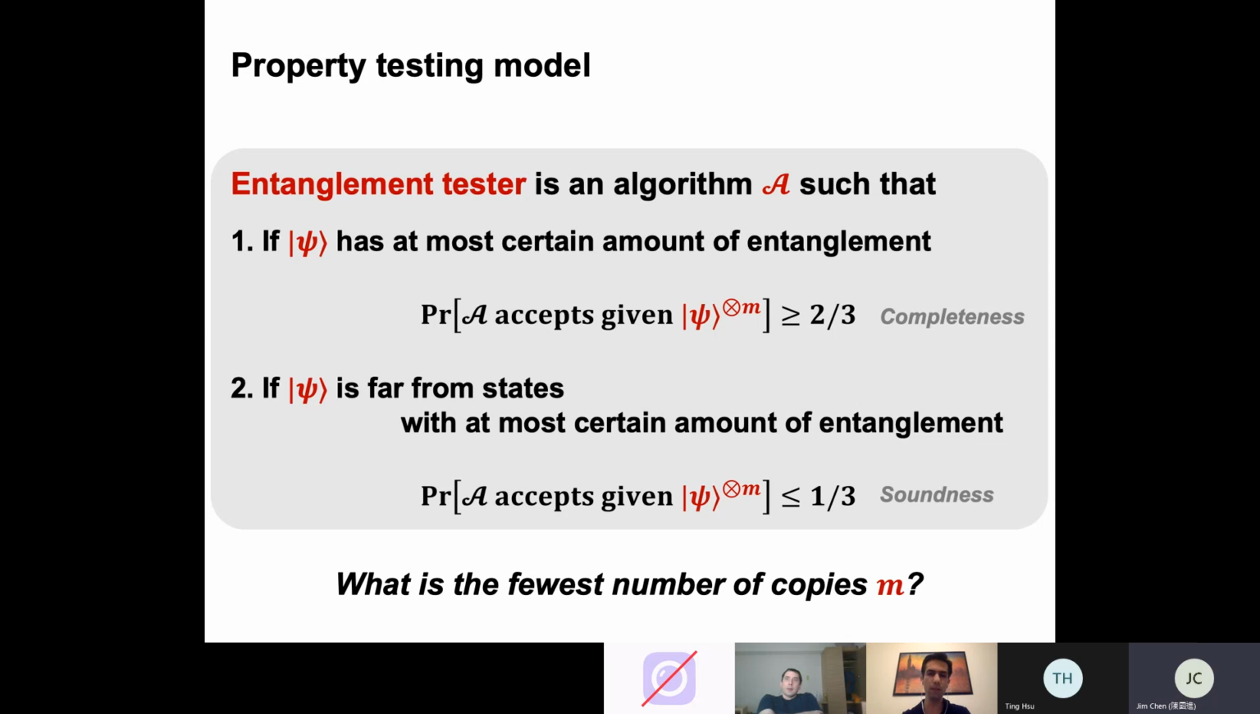And our primary goal is to find the smallest number of copies m needed for this task. So this is called the copy or sample complexity. But we eventually also care about the time complexity of the algorithm, which I'll get back to later. So there are two big things in this model that we need to clarify. One is how to quantify the amount of entanglement in a quantum state. And also, what does it mean to be far from a set of entangled states?